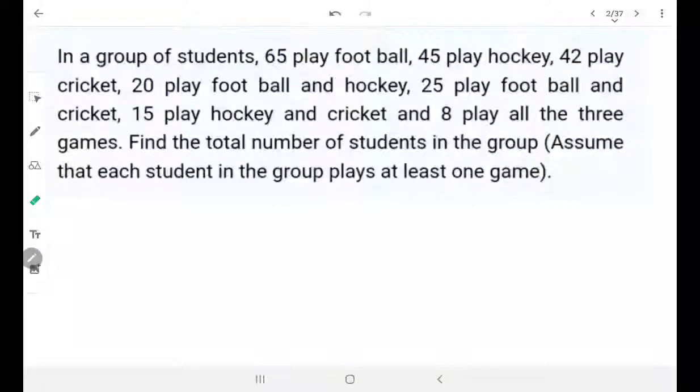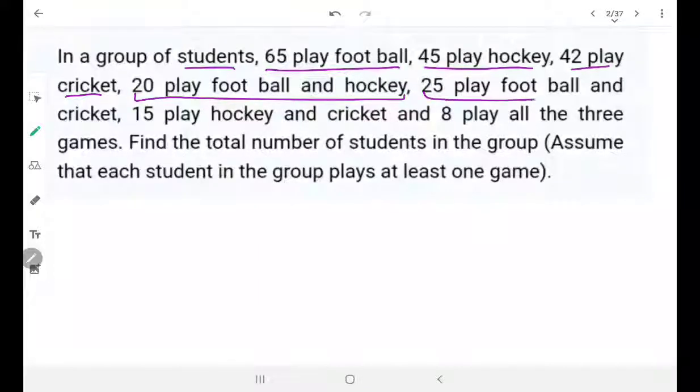Okay, so the first question is: in a group of students, 65 play football, 45 play hockey and 42 play cricket. Then 22 play football and hockey, 25 play football and cricket, 15 play hockey and cricket, and 8 play all of them. Find the total number of students in the group. Assume that each student in the group plays at least one game.